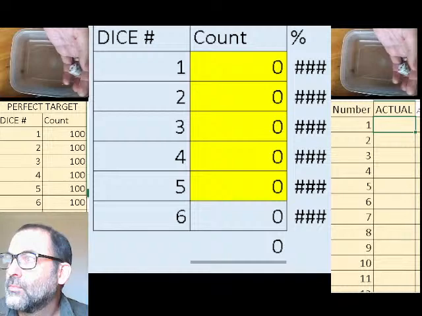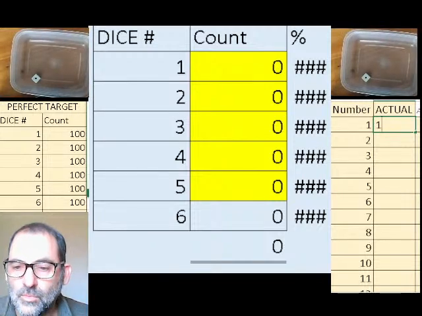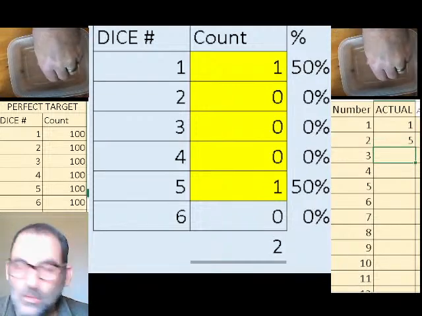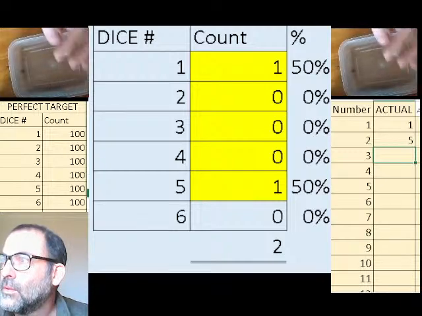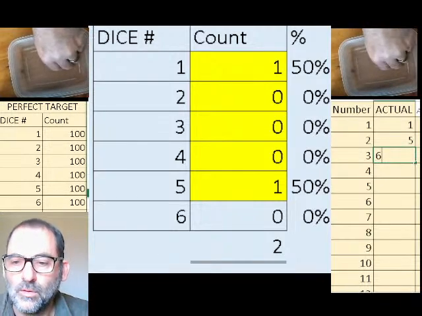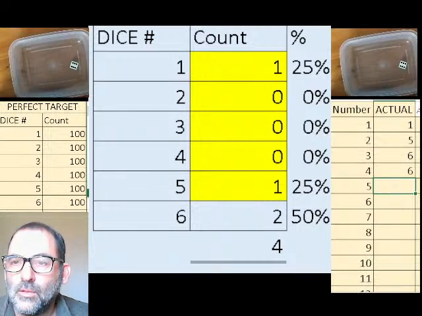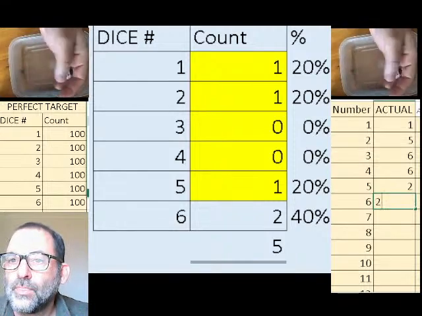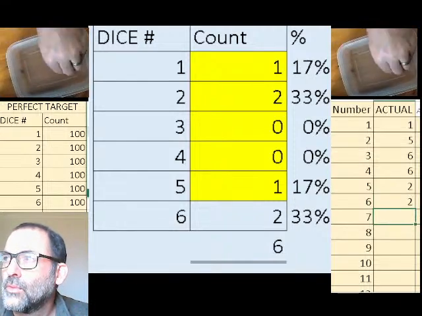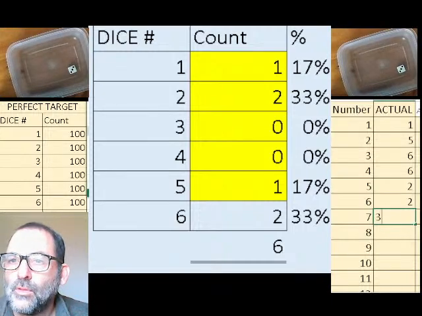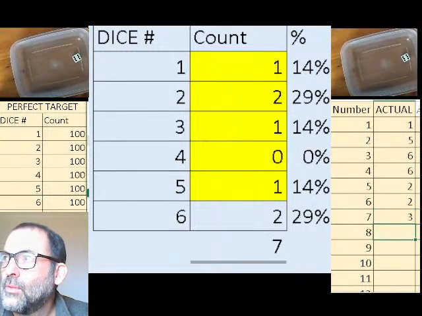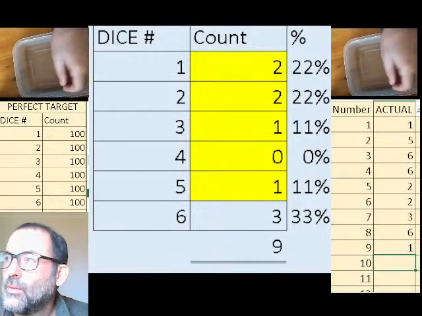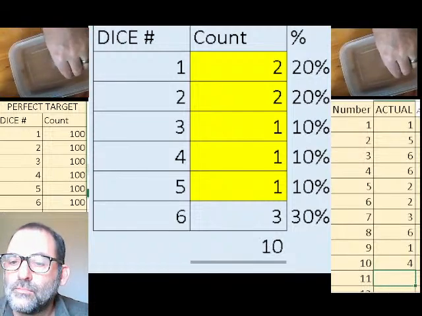Okay, the first one is ending up in a 1. It's a 5. 6. Another 6. Okay, where's our 4? Ah, there's our 4.